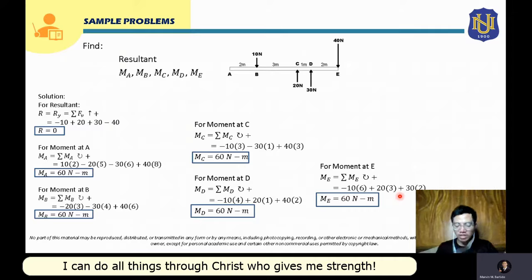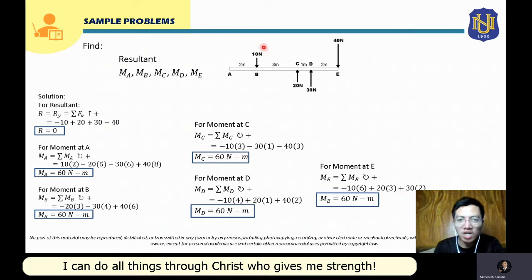So from here, we have confirmed here, class, that our force system has a resultant force of 0, but there's a moment in every point and it has the equal moment in every point. So meaning to say, we can conclude that this force system is actually a couple.